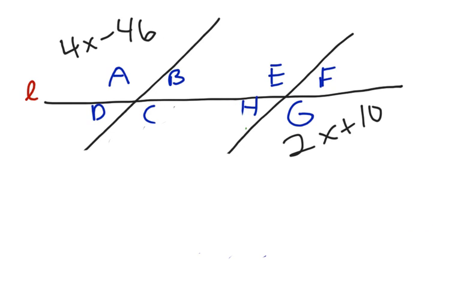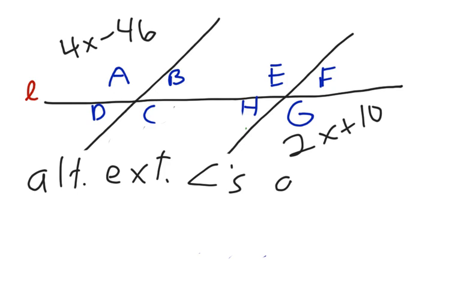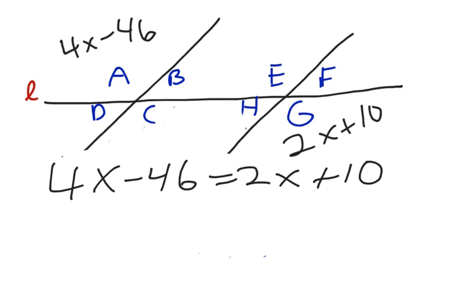Now let's try another application. Angle A is 4x minus 46 degrees, and angle G is 2x plus 10 degrees. What is their relationship? They are alternate exterior angles. And if you'll recall, alternate exterior angles are congruent. So knowing that they're congruent, we can set these two expressions equal to each other and solve for x, and then plug it back in to find our angles.